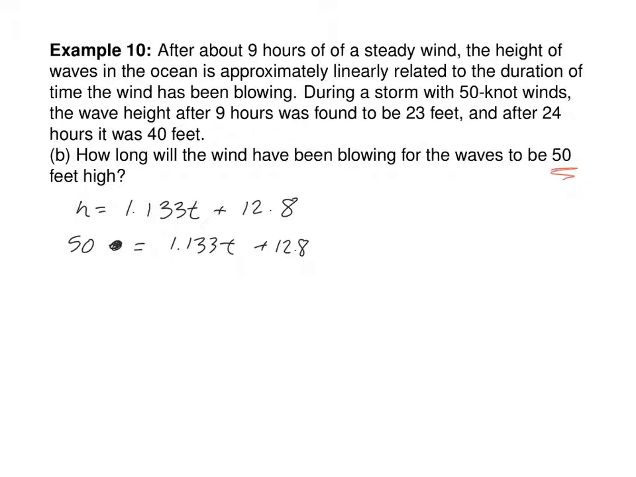And then can you solve that for t if you have to? First you take away 12.8 and you get 37.2 equals 1.133t. And then after that you divide by 1.133. And you get t is approximately equal to 32.8331862. So we'll say 32.8 hours.